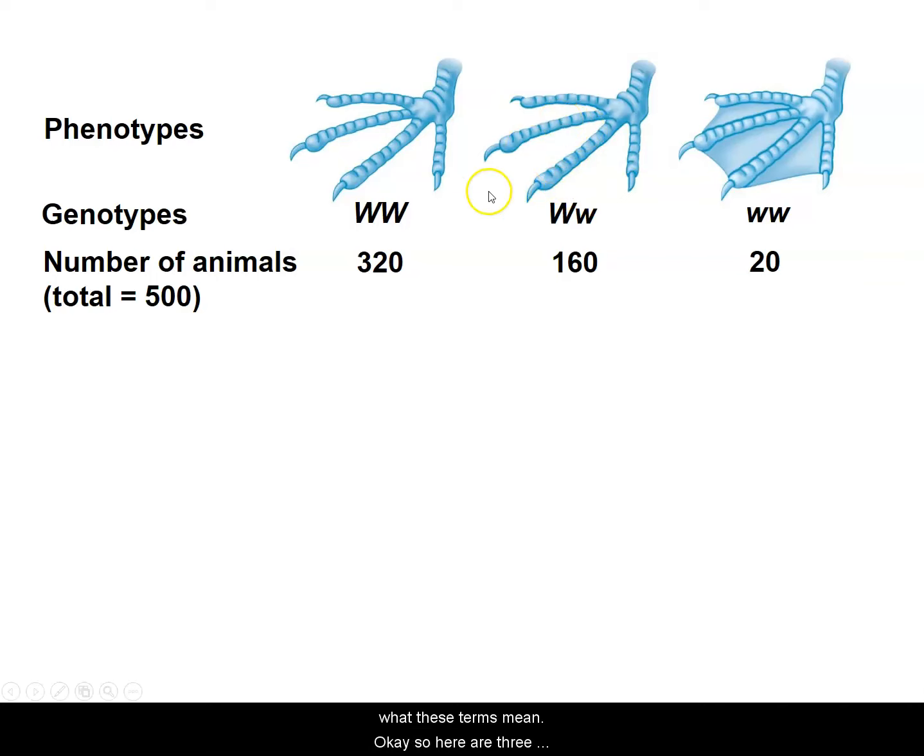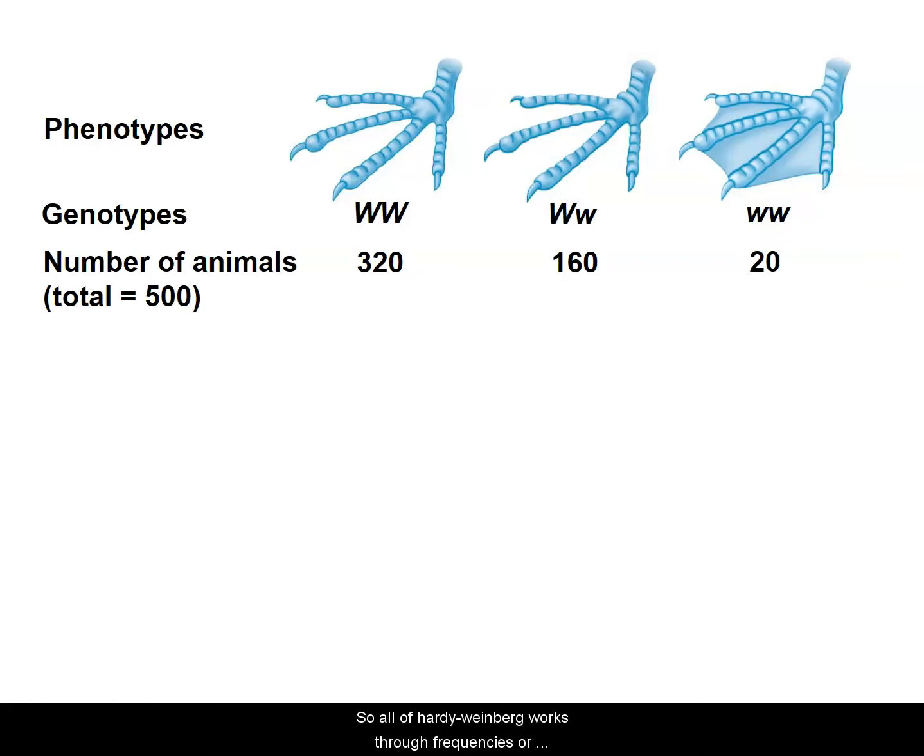Okay. So here are three different types of genotypes. In this case, let's say we're working with 500 different individuals, so we have a population of 500 animals. 320 of them have this phenotype and this genotype, big W big W, which is homozygous dominant. 160 individuals have the heterozygous genotype and no webbing, and 20 individuals have the homozygous recessive genotype and webbing.